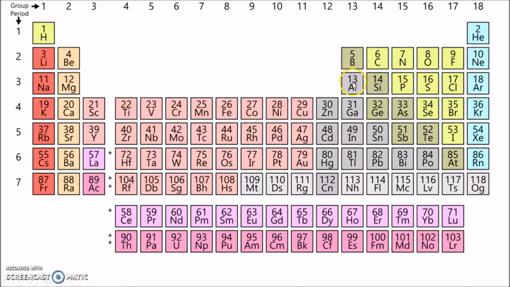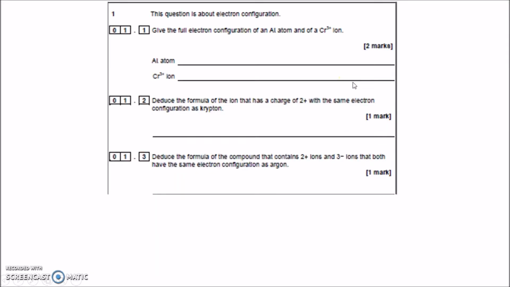It's got 13 electrons. So it's going to have 1s2, 2s2, 2p6, 3s2, 3p1. 2 add 2 is 4, add 6 is 10, add 2 is 12, add 1 is 13. So that's how they fit into shells and subshells.